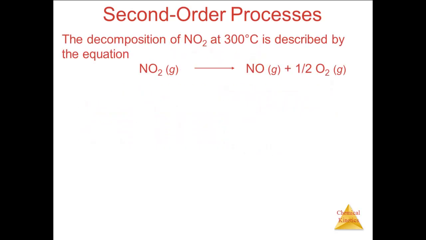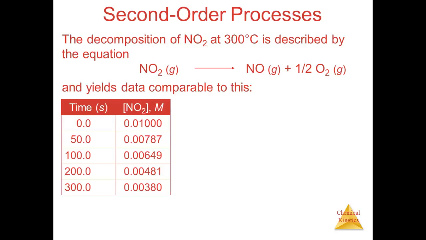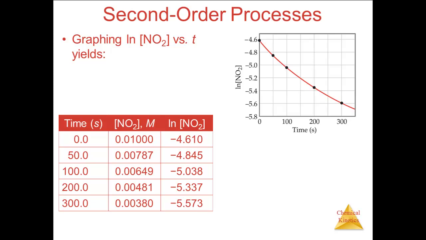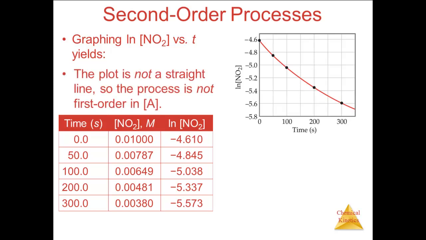Let's look at an example of this. The reaction for the decomposition of NO2 gives NO plus 1/2 O2, and is a second order reaction in NO2. We collect data for the concentration of NO2 at 300 degrees Celsius, which are shown in this table. If we calculate the natural log of the concentration and plot the natural log of the concentration of NO2 versus time, we do not get a straight line, which means that the data are not for a first order reaction in the concentration of NO2.